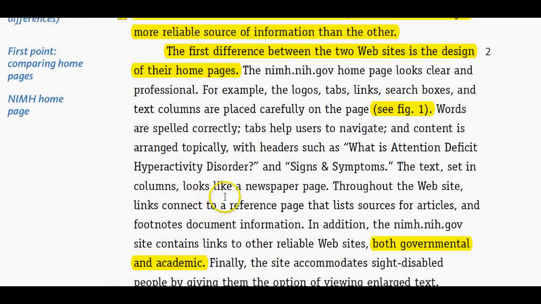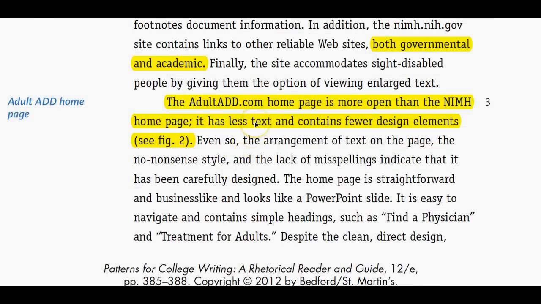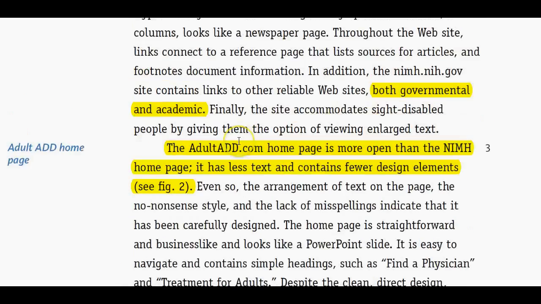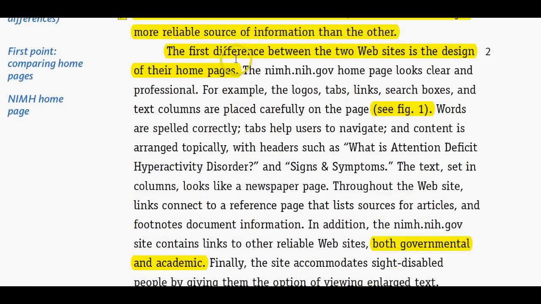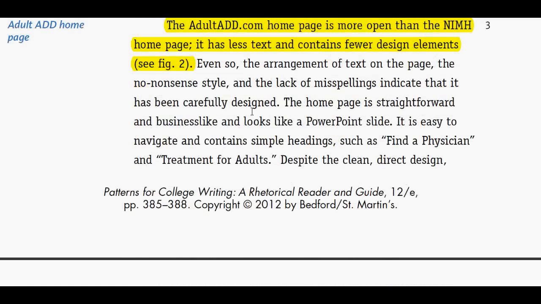After looking at that figure, we'll continue reading this paragraph, and then the author starts the next paragraph by giving the examples of how the AdultADD.com website looks. Notice that the author did not include both websites in one paragraph. The author may have done this because the information may be too much for one paragraph. You don't want a paragraph that is very long, or the author may have done this to give more specific information to each, to dedicate it so we have a better understanding of each.